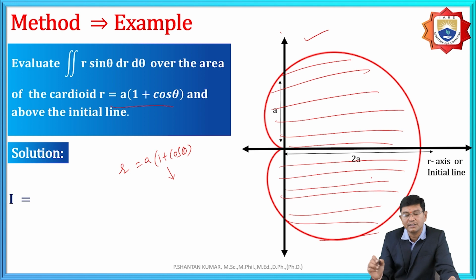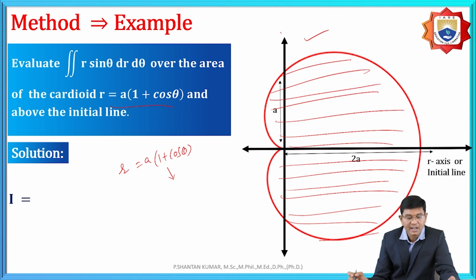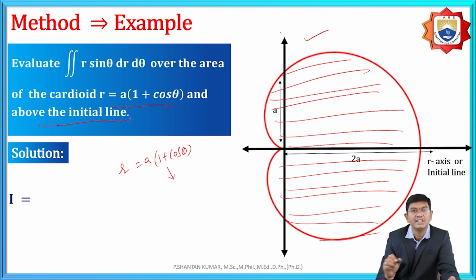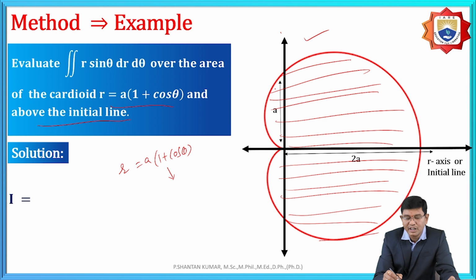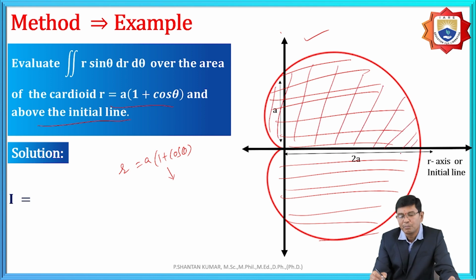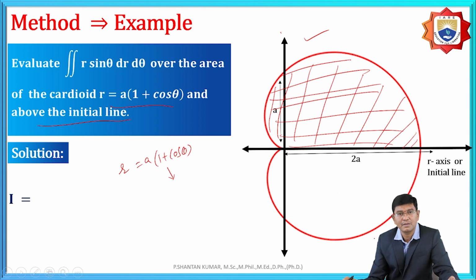Bounded region actually. But in this, our problem is given to consider only above the initial line. And above the initial line means it should cover only the above part, including the above part. That means it does not cover the below part of the conditions. So we need to draw the diagram first, and after that we need to consider what the given problem is.